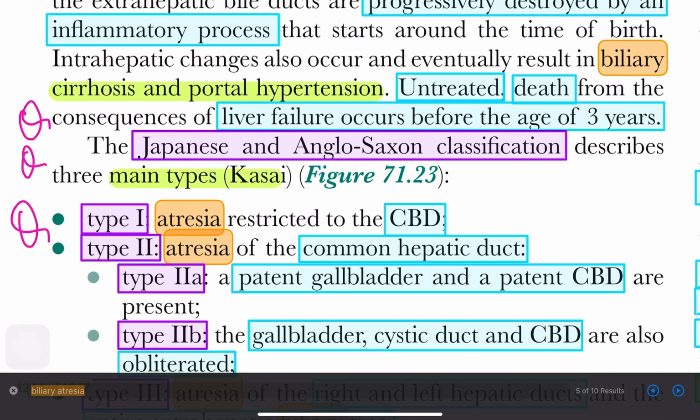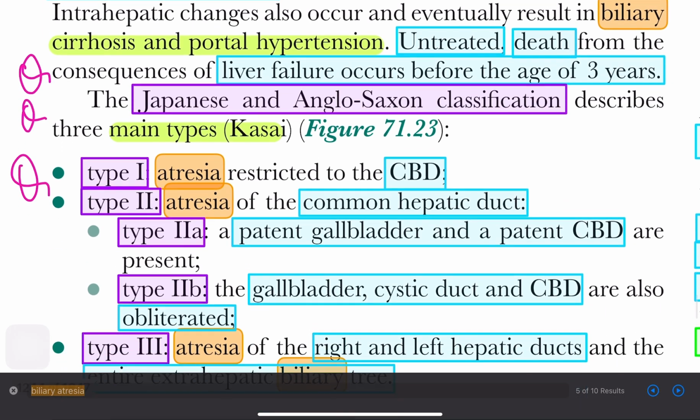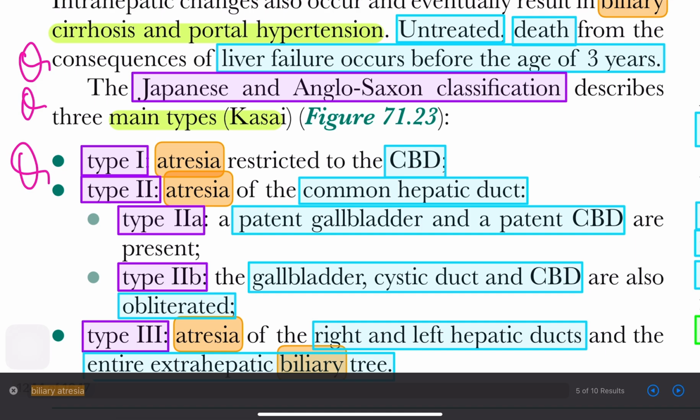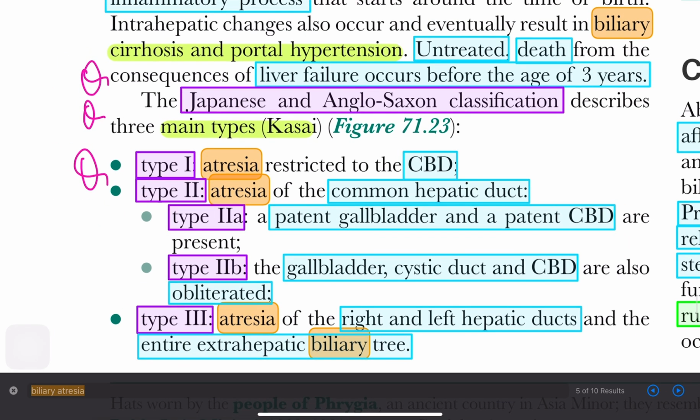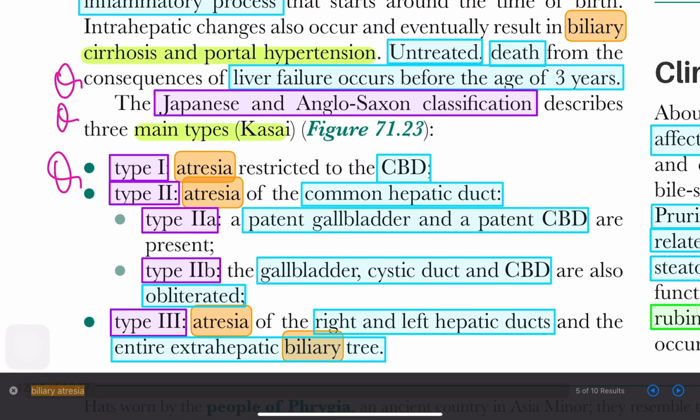There is a classification named the Japanese and Anglo-Saxon classification. This name can be a direct one-liner: Anglo-Saxon classification for biliary atresia. There are three types: type 1, type 2 and type 3. So how can you remember?